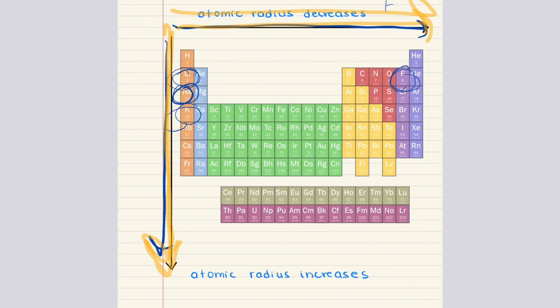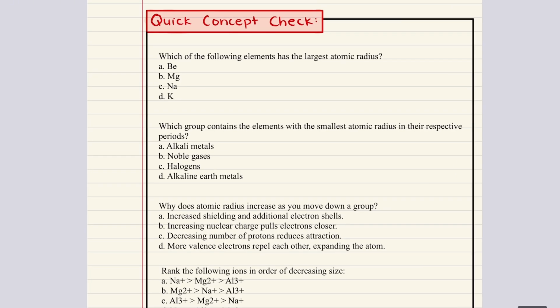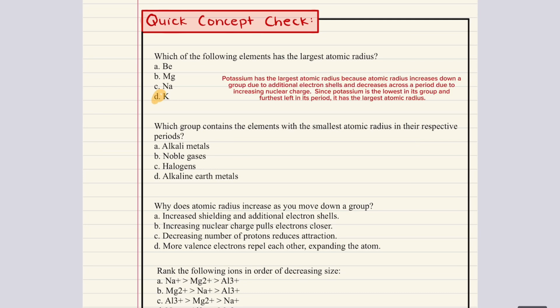Now, the given choices are beryllium, which is right here, magnesium, which is right here, sodium, which is right here, and potassium, which is right here. Among these, potassium is the lowest in group 1, meaning it has the most electron shells and the largest atomic radius. So the correct answer here is going to be D.